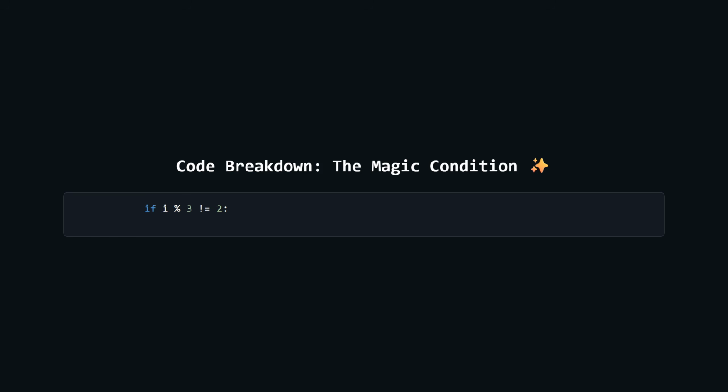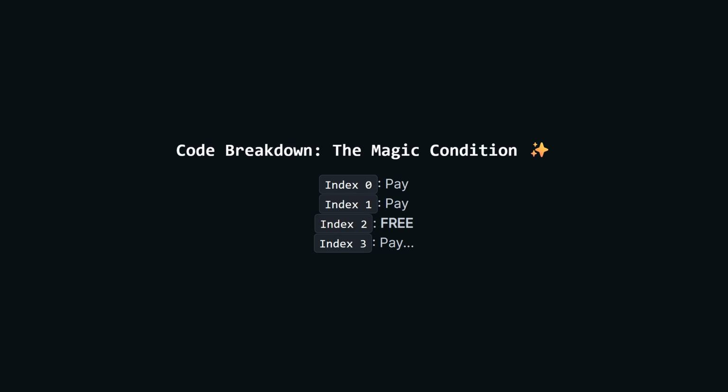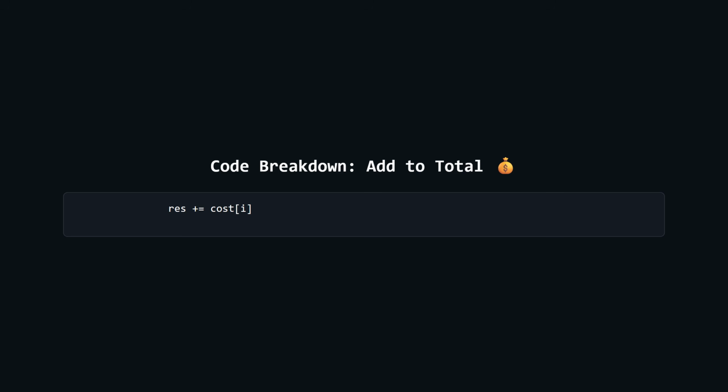Now here is the magic trick. Because lists start at index 0, the items at index 0 and 1 are the ones we buy. The item at index 2 is the free one. In general, any index that has a remainder of 2 when you divide it by 3 represents a free candy. So our if statement says, if this is not a freebie index, then we take the price of that candy and add it to our running result total. If it is a freebie index, we just skip this line entirely. Once the loop is finished checking every candy, we just return our final result, which is the absolute minimum we could spend.